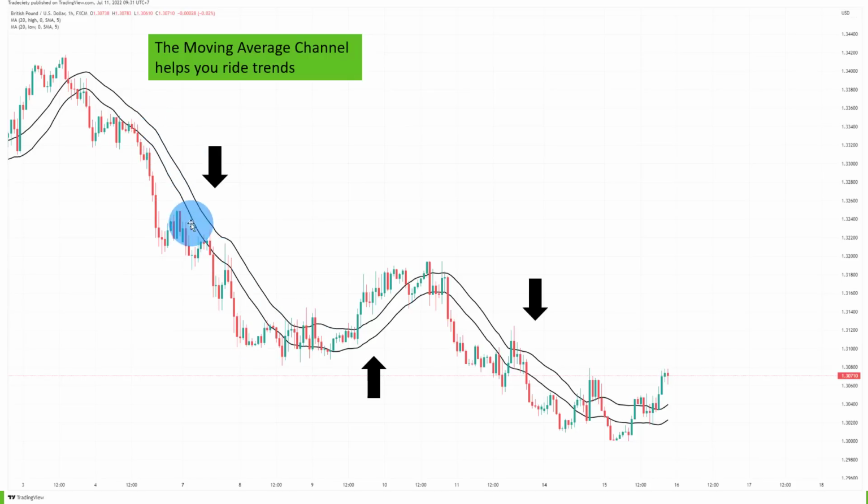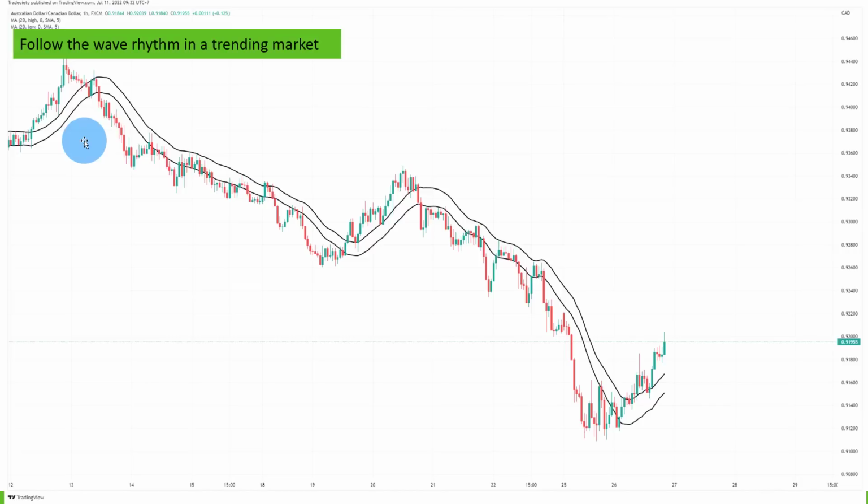You can see the market goes from trending to trading above the channel, and then we have a short corrective wave. Then we resume back into the initial trend wave. So having the moving average channel is very helpful. I've tested around with different periods, 20, 50, 10, and in my experience, the 20 periods work the best here. And you can very nicely follow the wave rhythm in a trending market using this channel.